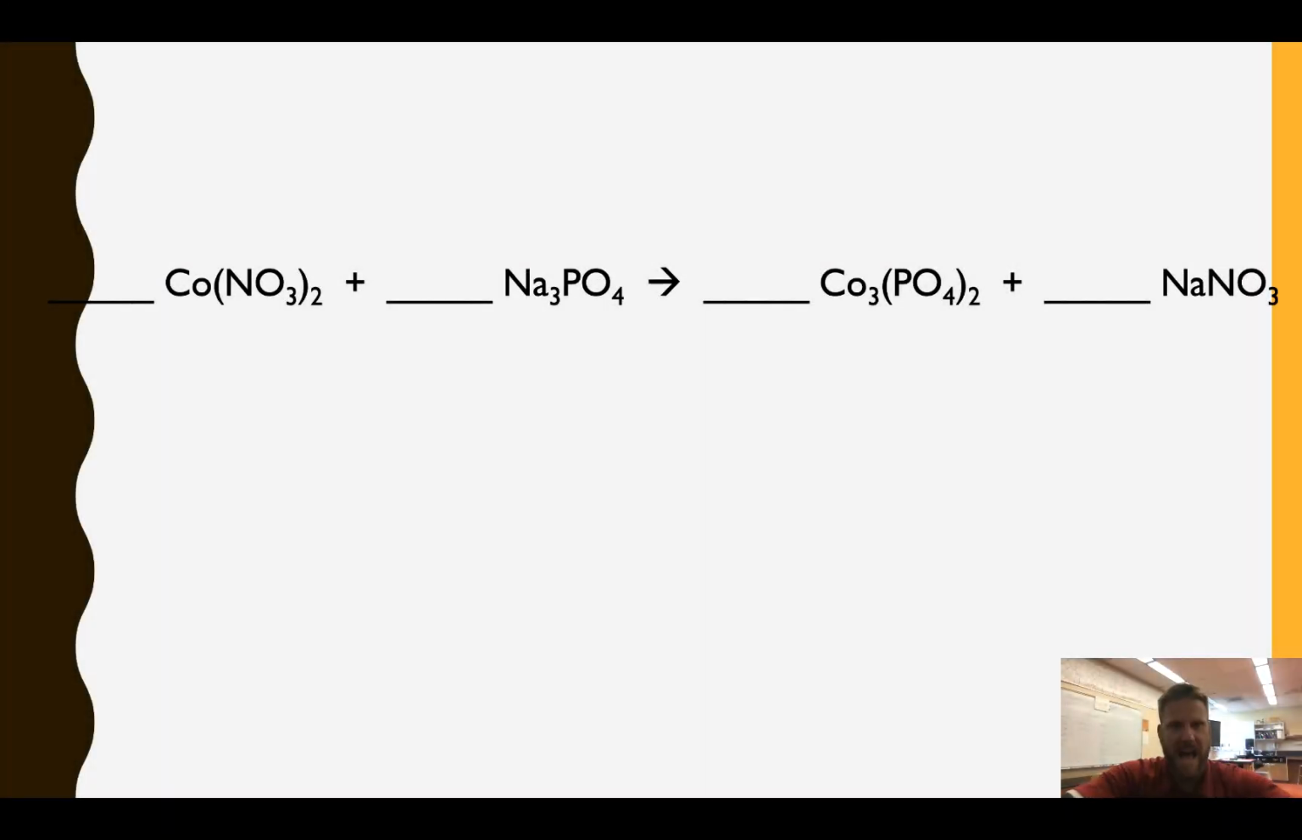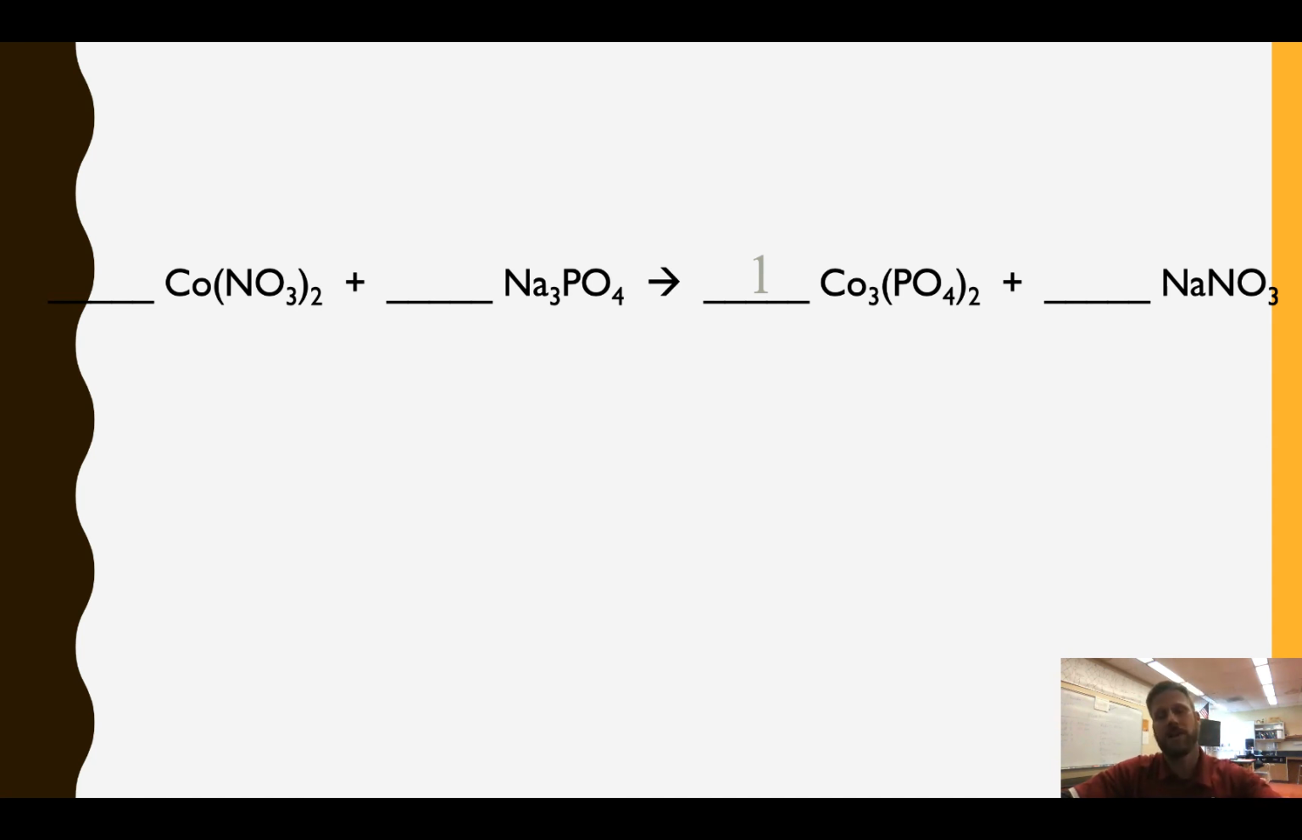Oh my goodness, look at this nasty reaction. How are we even supposed to balance this beast? You can do this by applying strategy 1 and strategy 3. There might be some debate, and you may have to do some trial and error, but Co3(PO4)2 looks like the most complicated thing. Let's put a 1 in front of that.